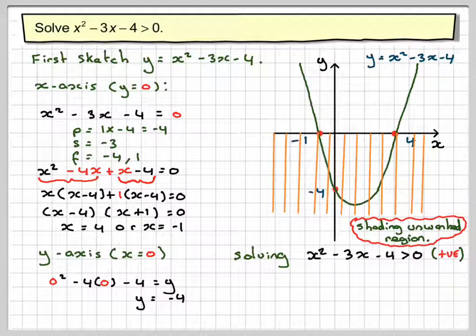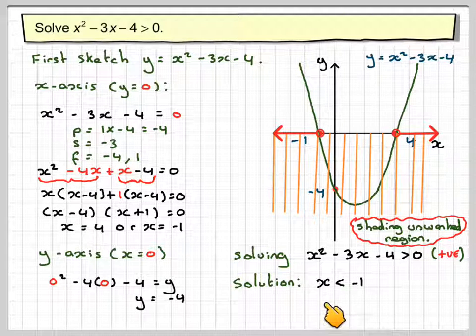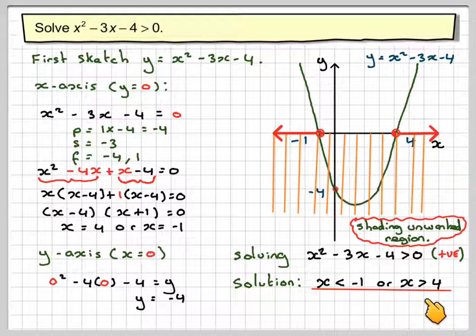So that will be less than minus 1 and greater than 4. These circles are not filled in, they're just on top of the dot. And therefore the inequality solution will be x is less than minus 1 or x is greater than 4. Now remember, in this case, because they're separated, you cannot join up the inequality, so you need to put in the word or there.